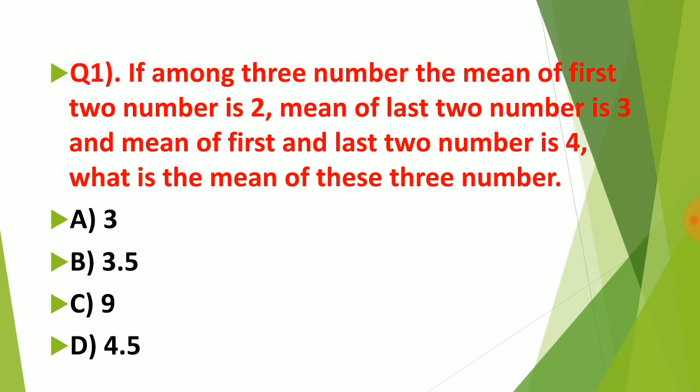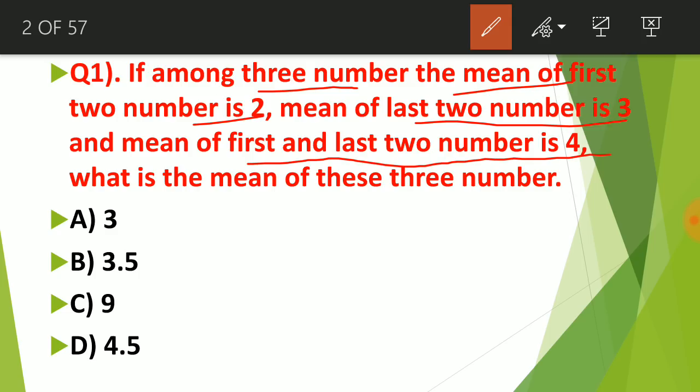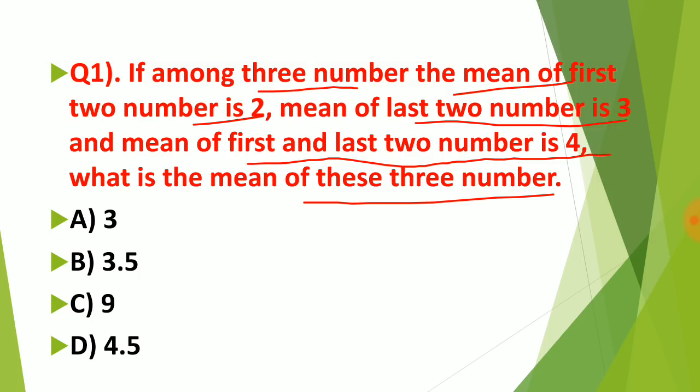Now let us see our first question. In this question, among the three numbers, if the mean of the first two numbers is 2, the mean of the last two numbers is 3, and the mean of the first and last numbers is 4, what is the mean of the three numbers? This is not that difficult a question. For this we need to understand the question very clearly.